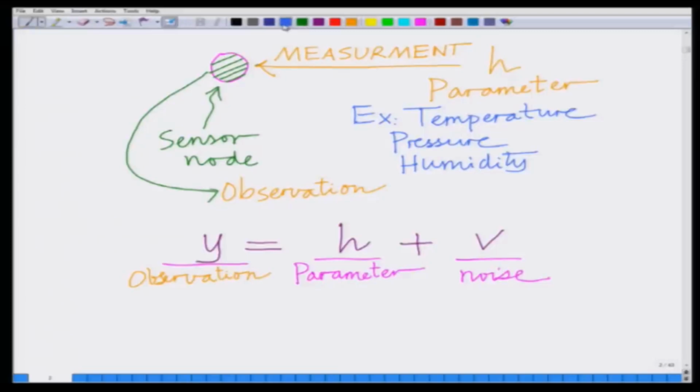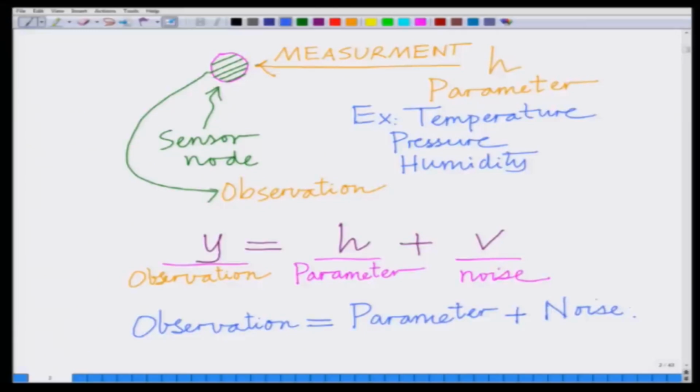So, the model that we are going to employ throughout is that the observation equals the parameter plus noise. The observation is basically a noisy observation: y equals the parameter h plus the noise, which is v. We are going to use this model, and refined versions of this model, as we go through this course on estimation for wireless communication.